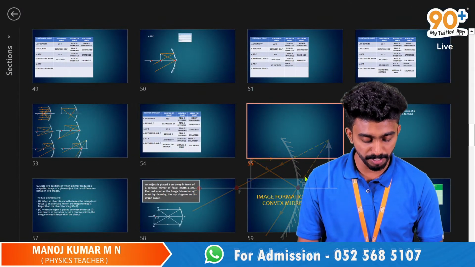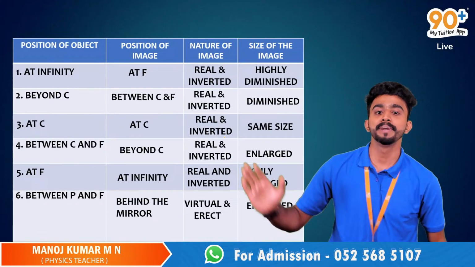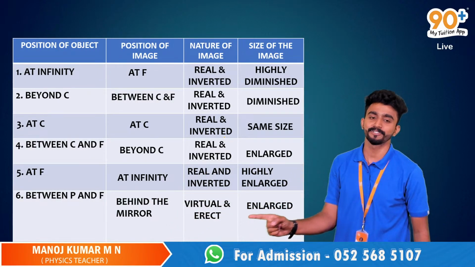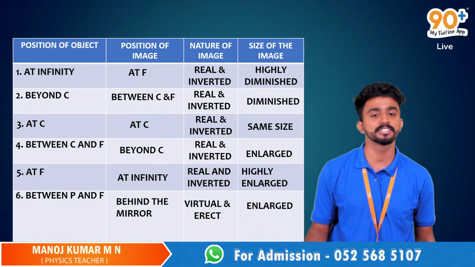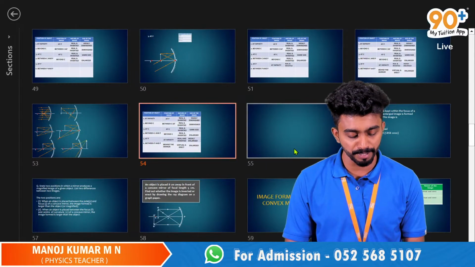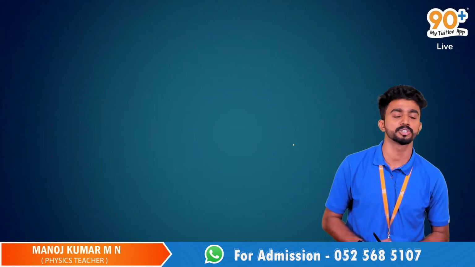Yes, Kiran sir, you can remove the animation. In the case of between P and F, the position of the image is behind the mirror, the nature of the image is virtual and erect, and the size of the image is enlarged. So if you want to draw the ray diagram, please do draw it. Yes, Kiran sir, can you please show the ray diagram again?